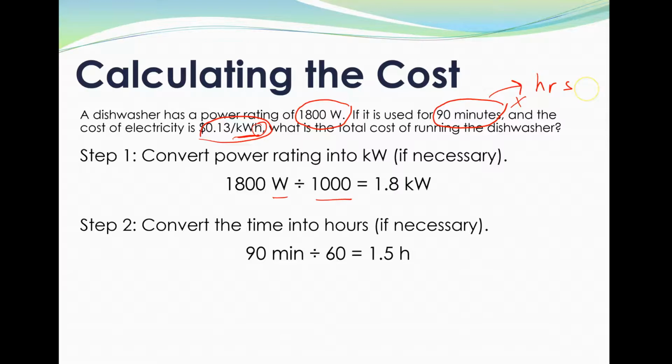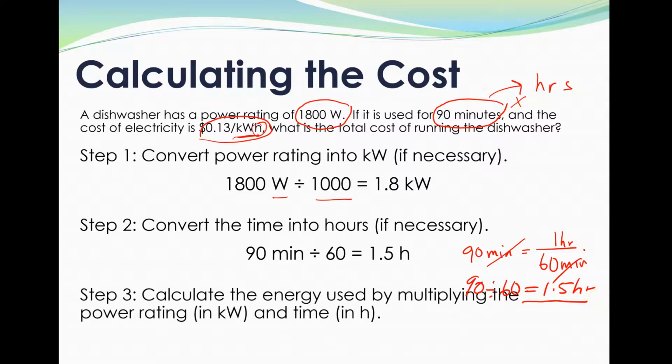So basically, 90 minutes, divided by 60, you get 1.5 hours.